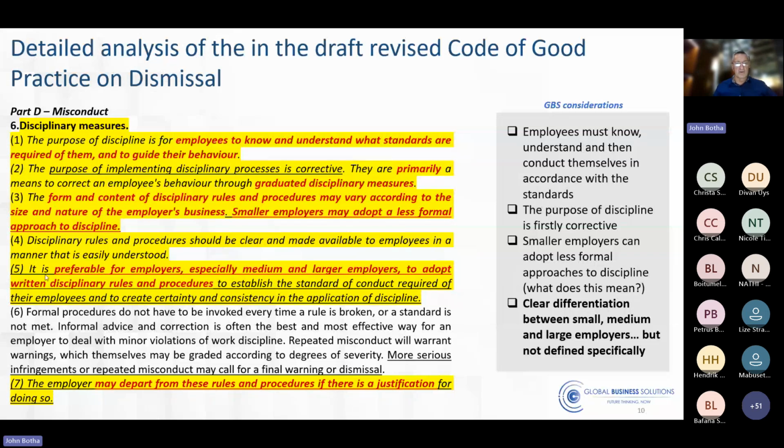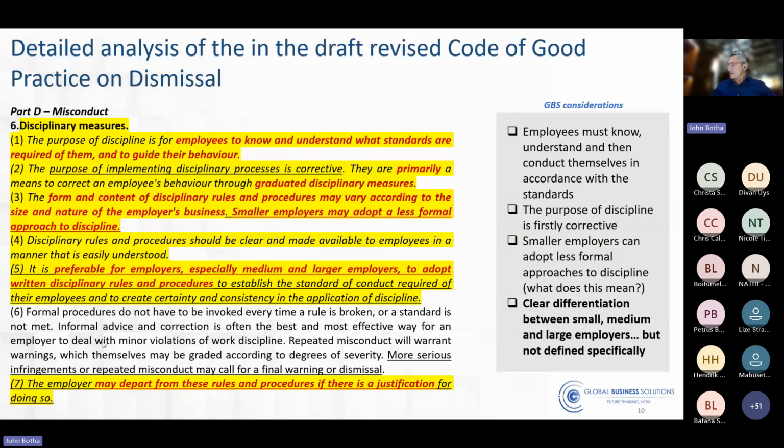It's preferable for employers, especially medium and large employers, to adopt written disciplinary rules and procedures. So look at what they're saying. They're effectively saying a smaller employer does not need written disciplinary rules and procedures in the detail that is required. Yes, you need employees to be aware of it, but you don't have to go into that granular detail. But they're saying medium and larger employers, there we would recommend a higher level of written disciplinary rules in the terms of procedures and sanctions, guideline sanctions.